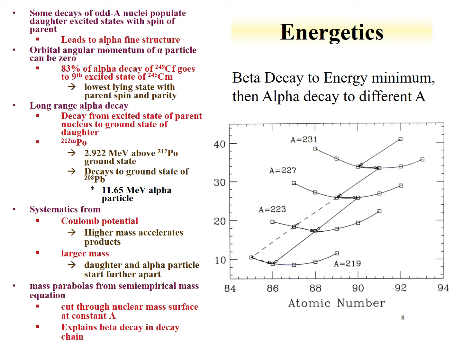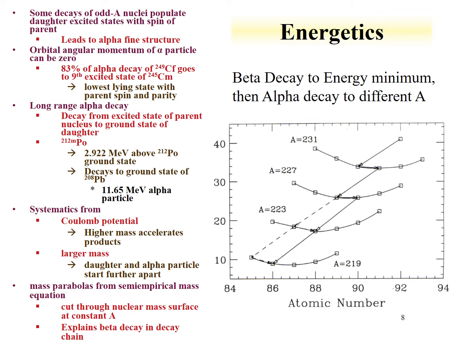We'll discuss this in a little more detail so that we can understand why certain isotopes have fine structure and certain don't. For instance, even nuclei, since their spin and parity is 0+, will often decay to the ground state of the daughter, because the alpha particle also has 0+ spin and parity.